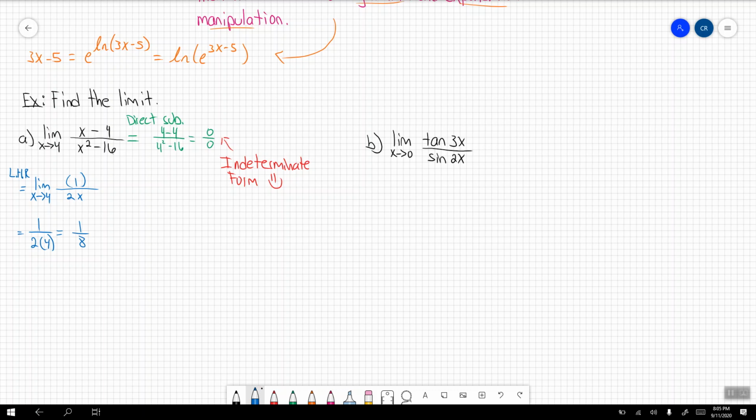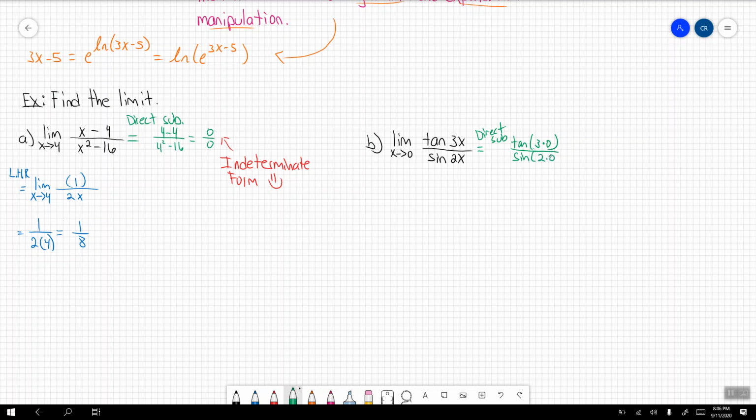Great. Now, looking at part B, again, we want to verify that we can use L'Hopital's rule. One thing you want to avoid is using L'Hopital's rule all the time, because L'Hopital's rule does not apply for every single function. So let's check to see if it applies here. Let's go with a direct substitution. This is going to be tangent of 3 times 0 divided by sine of 2 times 0.